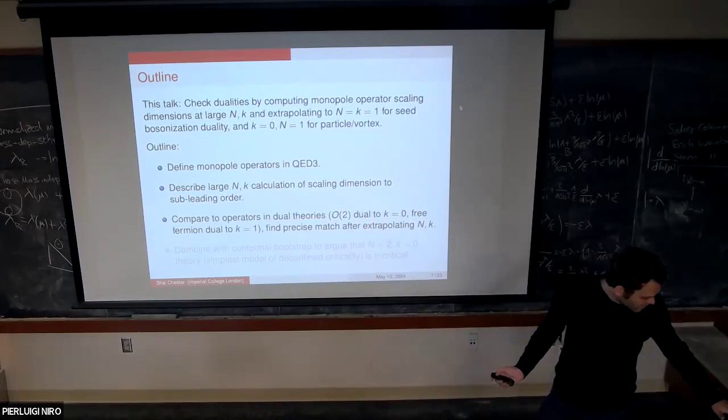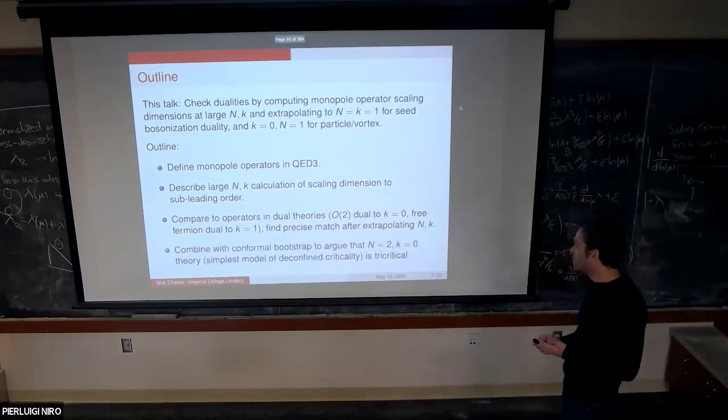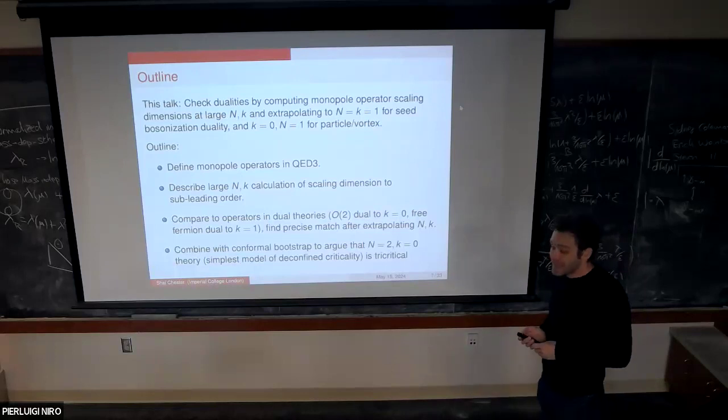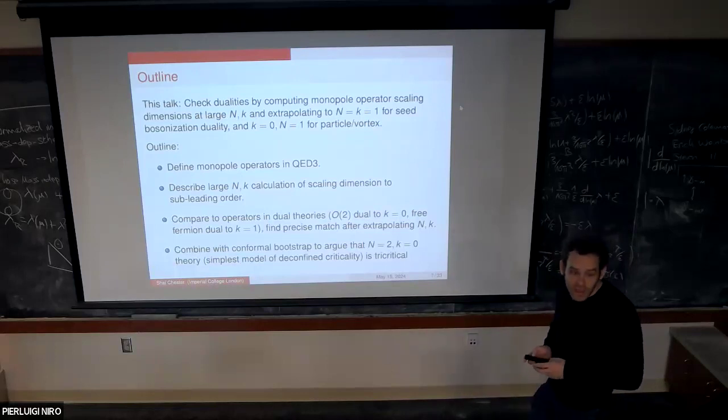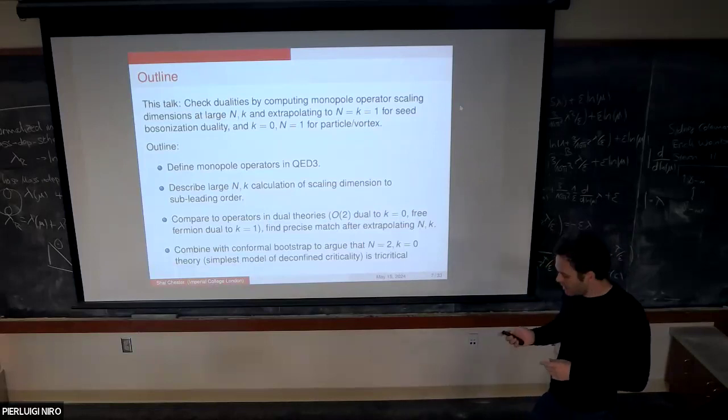And then finally, we are going to combine these large flavor expansions with some bounds from the conformal bootstrap to argue that the n equals 2 theory, which is called the CP1 model, which was conjectured in the past to be the simplest example of deconfined criticality, in fact, is a tricritical CFT, which resolves a decades-long question in condensed matter physics. So that will be the exciting ending.